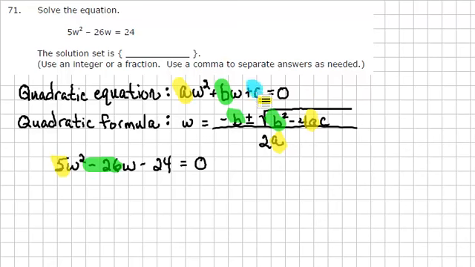Finally, c is the constant term. In our equation, the constant term is negative 24, so where we see the c in the quadratic formula, we'll substitute negative 24.